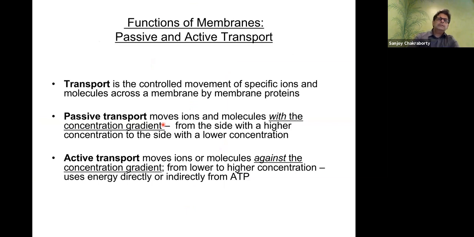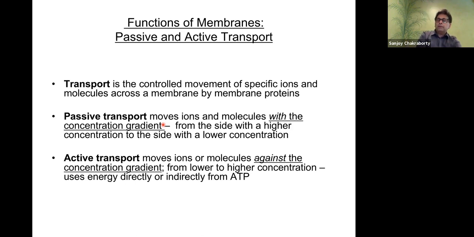Okay. So molecule movement, which is known as transportation across the membrane, is divided into two groups. One group is called passive transport. The other one is called active transport. In passive transport, ions and molecules move with their concentration gradient, meaning high to low. So they're going to move from high to low, and they don't require any ATP or any energy.